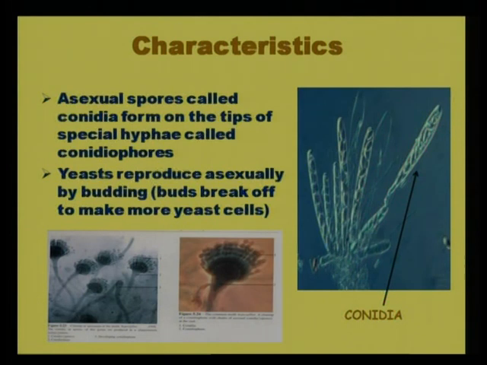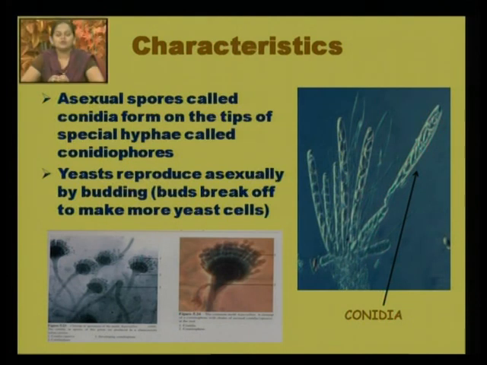Similarly, you can see that there is also production of asexual spores. These asexual spores which are produced are called the conidia, which are formed on the tip of special hyphae called the conidiophores. These conidiophores will produce at the most, or exactly, 8 conidia on a single conidiophore.